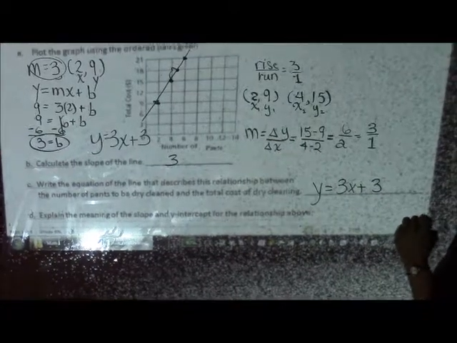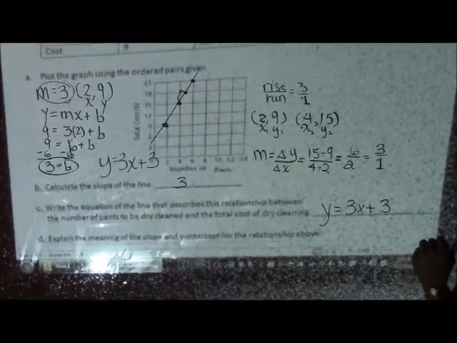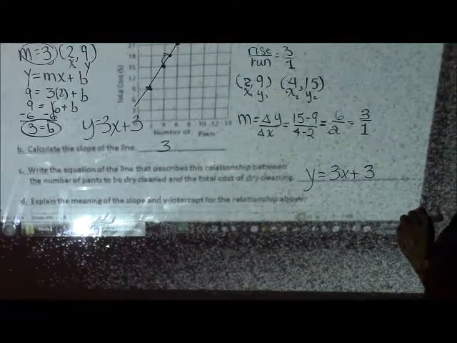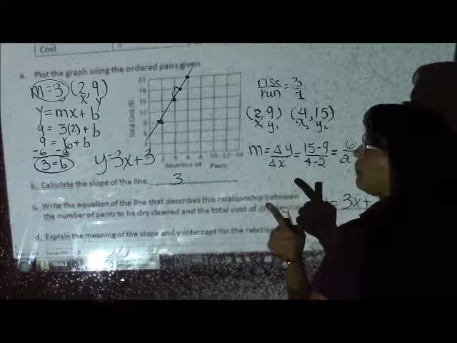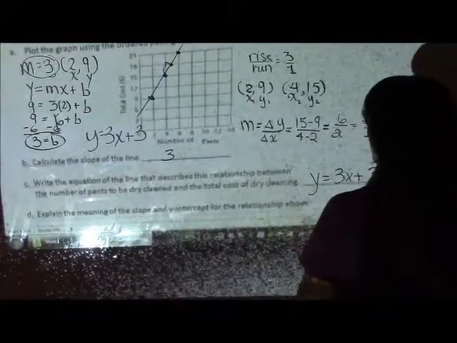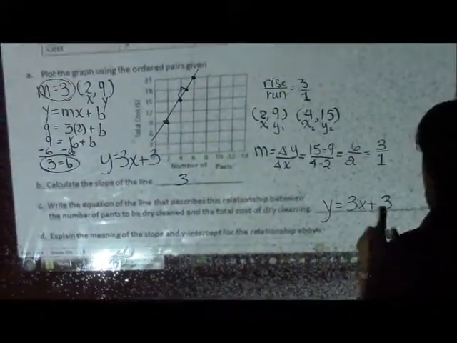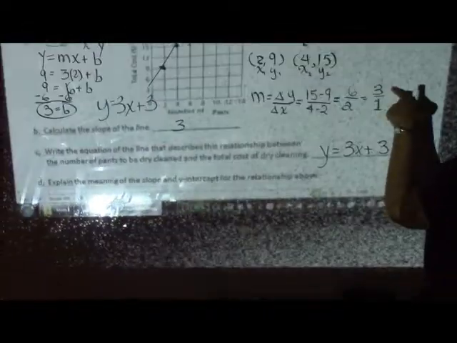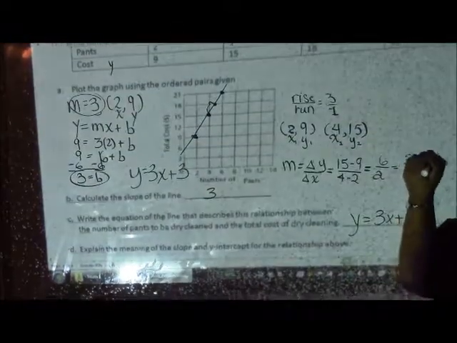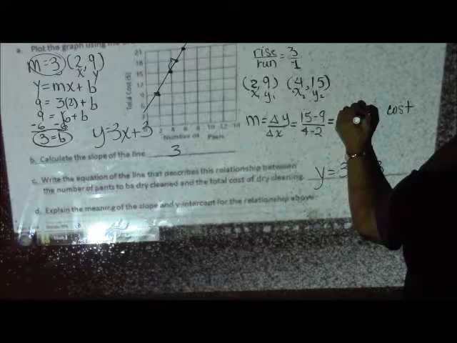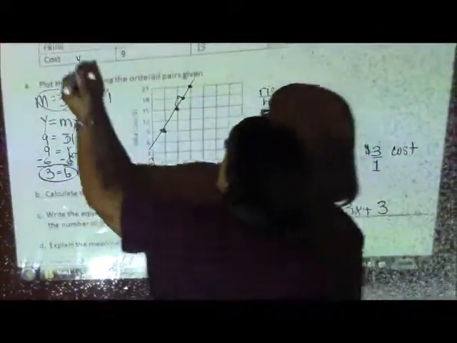Okay, and the next problem says explain the meaning of the slope and y-intercept in the relationship above. The slope tells you how much it increases, so the price. So the cost of the pants increased by $3 for every pair of pants. The way I do that, 3, if we look at the numerator, that's your change in y, and y is your cost. So I put cost up here, so that's going to be $3. And then x is for the pants.